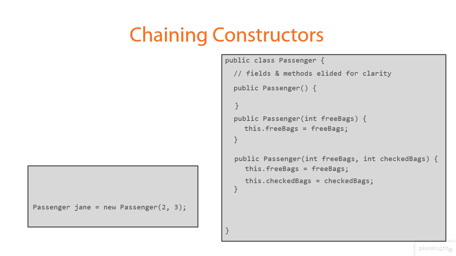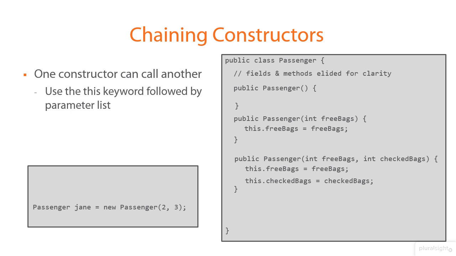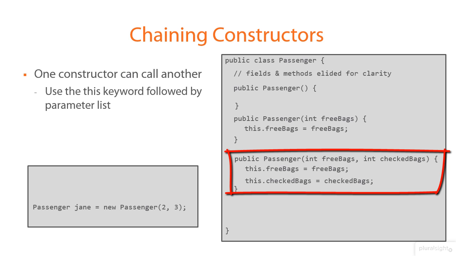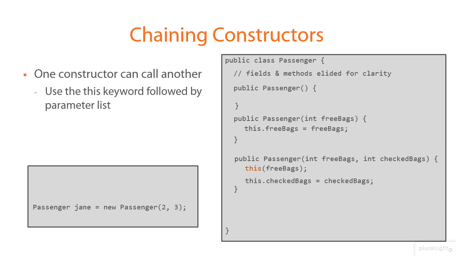So it would be nice to be able to chain these constructors together. And it turns out we can do that. One constructor is allowed to call another constructor. And all we do is use the this keyword followed by the parameter list. So if we look in the constructor that takes free bags and checked bags, that line where we assign free bags, we can replace that with this and then our free bags parameter. What that'll do is call into the constructor that accepts the single integer free bags and run that constructor. The one qualifier is the call to the other constructor has to be the first line in our constructor.